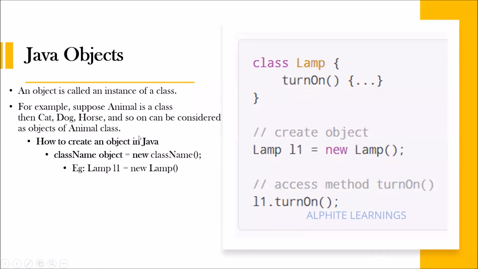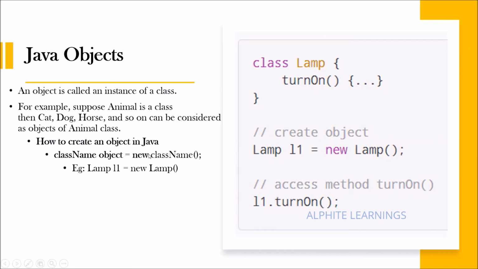So in the class name place, we have to replace it with Lamp, and then the object name. The object name can be whatever you want to give. And please, as I have told you, you can give some meaningful name. You can give any name. I have just given L1 for better understanding. Then you need to give new.